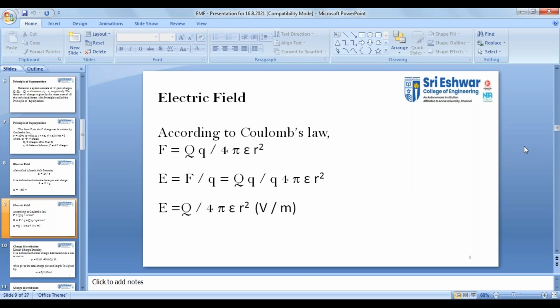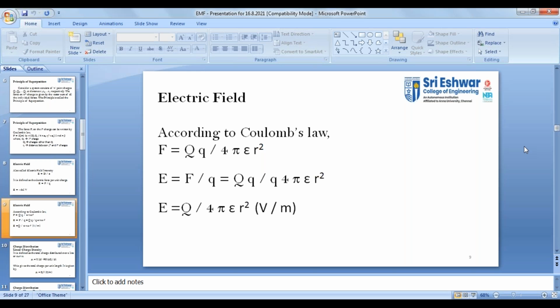And here, according to Coulomb's law, what is the force now? We know that if I have a main charge capital Q, and I bring a test charge small q, and you assume these two charges are separated by a distance r, then from Coulomb's law the force is F is equal to capital Q small q by 4 pi epsilon r square.